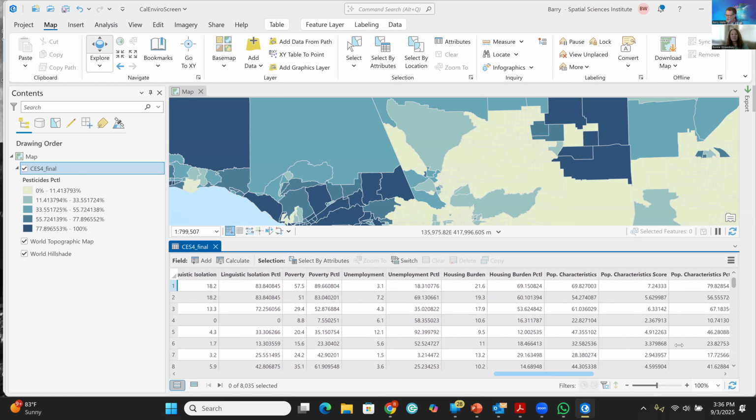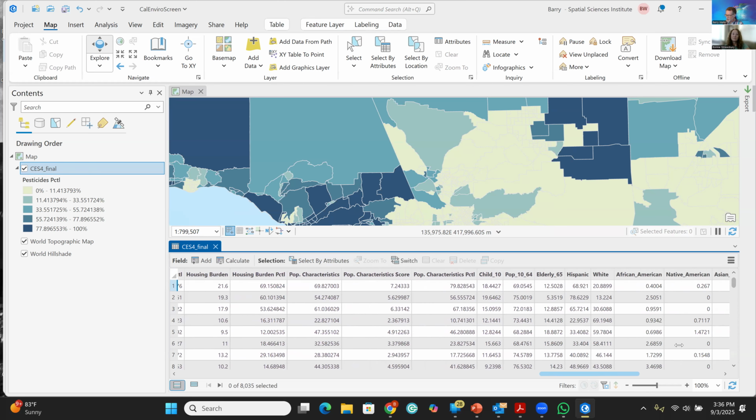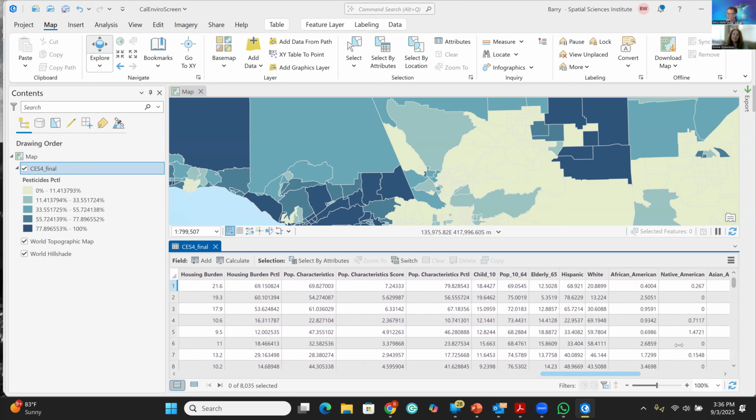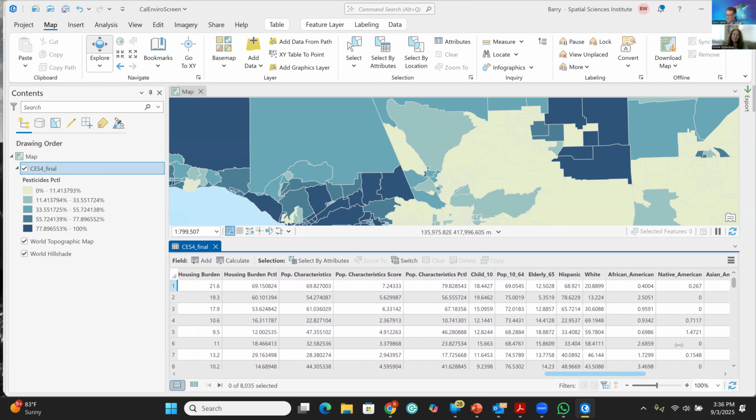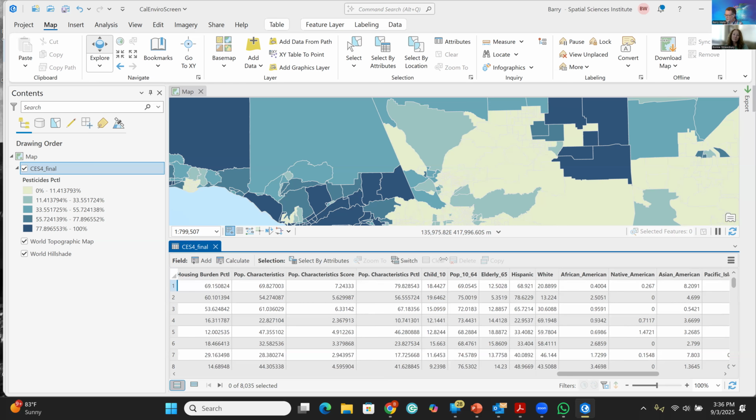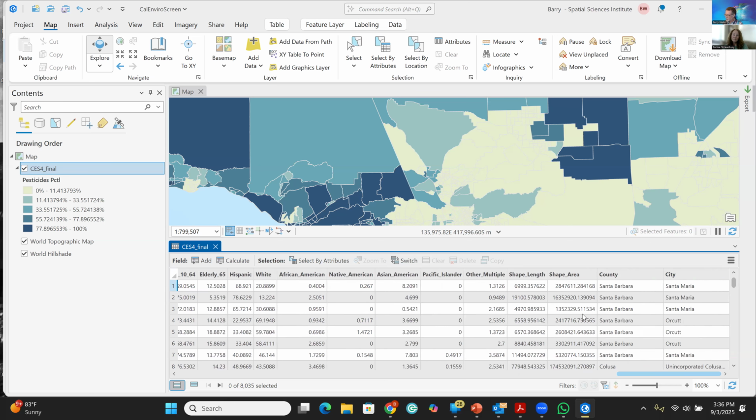Linguistic isolation, poverty, unemployment, housing burden, where they're paying too much for their housing. And then we have the youth population, the elderly population, and all sorts of cool data in there. So this is a really handy source whenever you're doing a project in California that you can add into your project. We're not going to show you that today, but in future chapters, we are going to show you how to combine things to do really, really cool stuff.